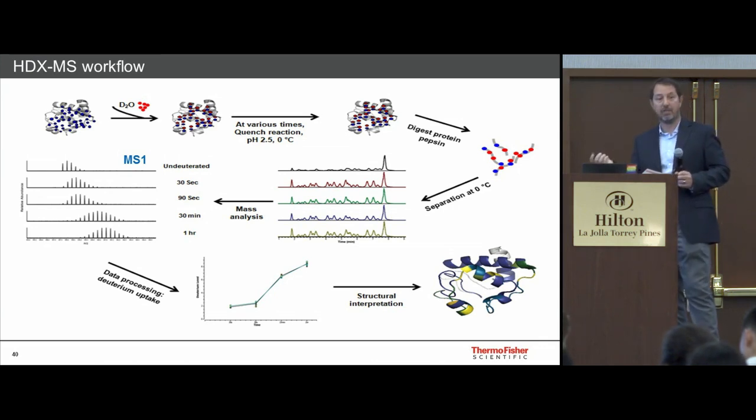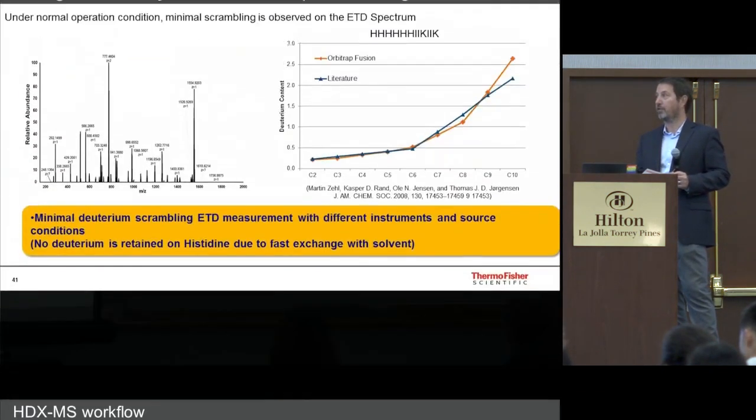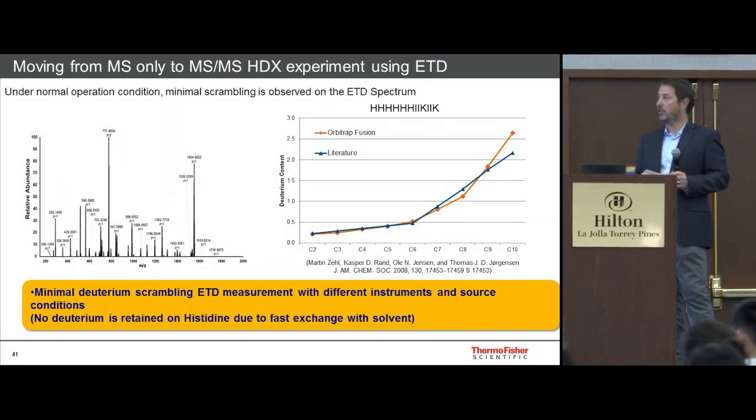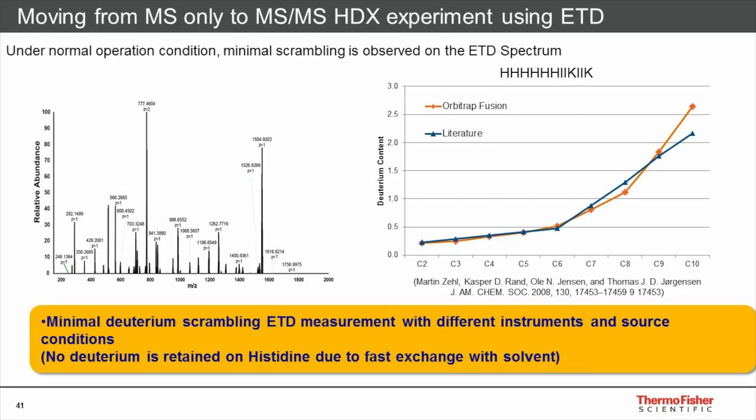ETD is a fast mode of fragmentation, so can we do it with that? The first thing you have to check is that you don't have any scrambling in your source region. The typical way to check is to use that peptide, which on the N-terminal side has 5 or 6 histidines. Why is it important to have those histidines? They exchange very, very quickly, so when you do your experiment, those should not be deuterated. If you see any deuterium on them, it comes from scrambling, because they fast exchange in the solvent.